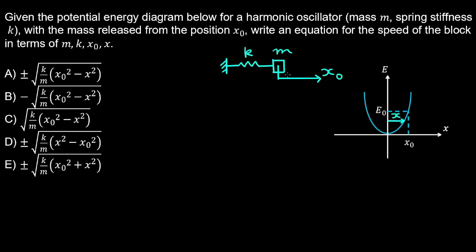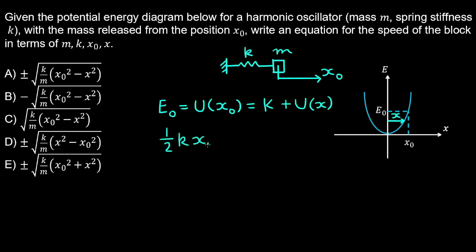So we have the energy input into this system being equal to the potential energy at x naught, being the position where the mass is released from, and that's equal to the kinetic energy of the mass plus the elastic potential energy stored in the spring at some distance x. So the elastic potential energy at x naught is 1/2 by k by x naught squared, which is equal to the kinetic energy plus the elastic potential energy at x.